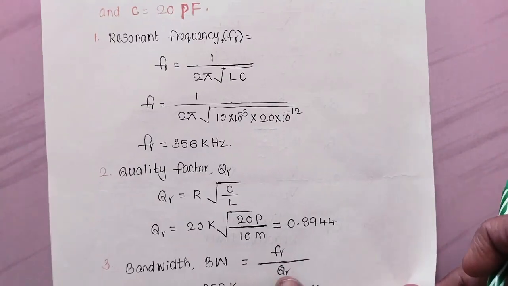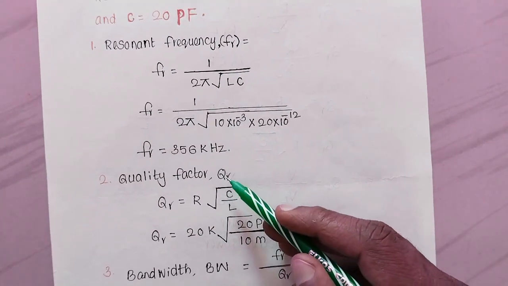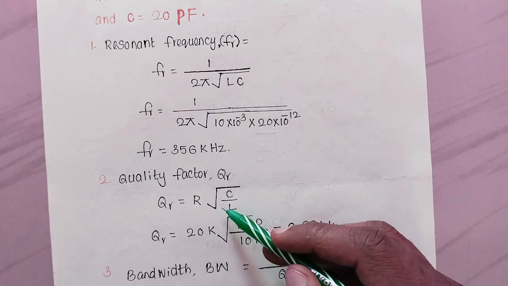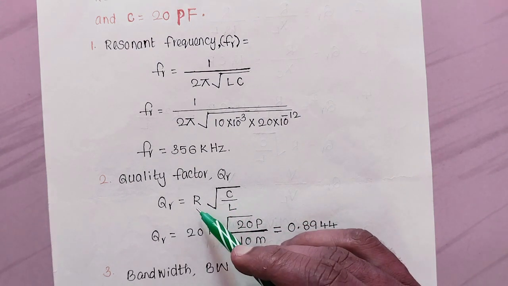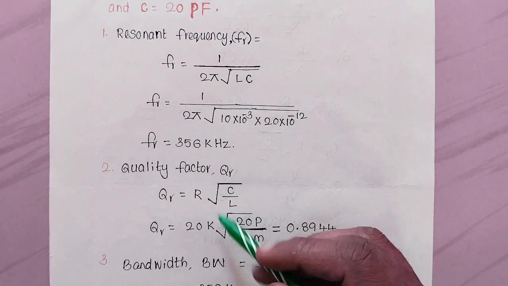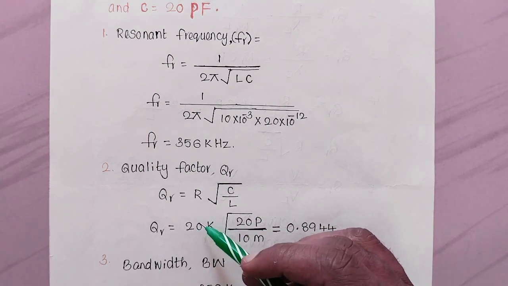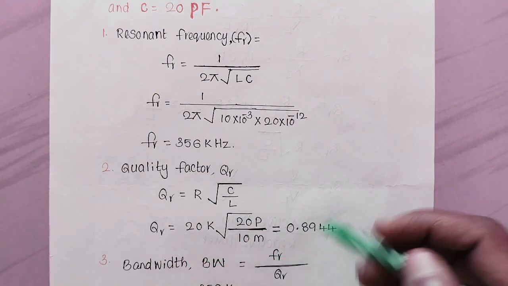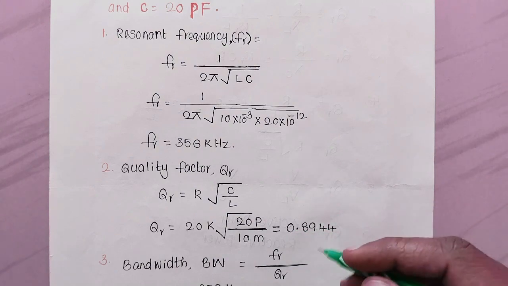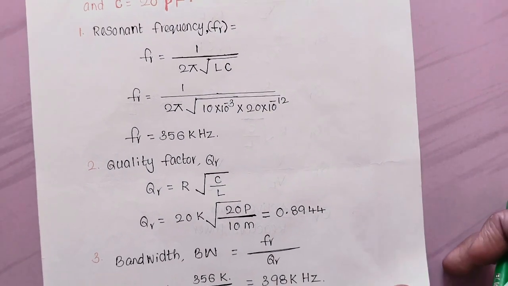So what is the quality factor of the circuit? QR. If you know the resistor, inductor and capacitor values, QR equal to R into root C by L. So by substituting the values of R, L and C, we get QR equal to 0.8944.